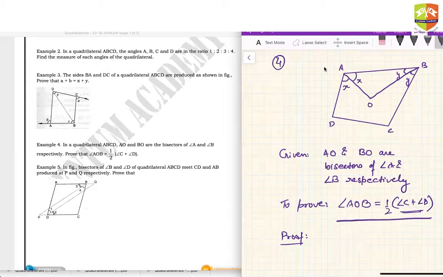Now, angle AOB is half of angle C plus D. So what is angle AOB, by the way? Where is angle AOB? Let's locate it. Angle AOB is here. Now, clearly, I can express AOB in terms of X and Y. This question is automatically leading me to do that.